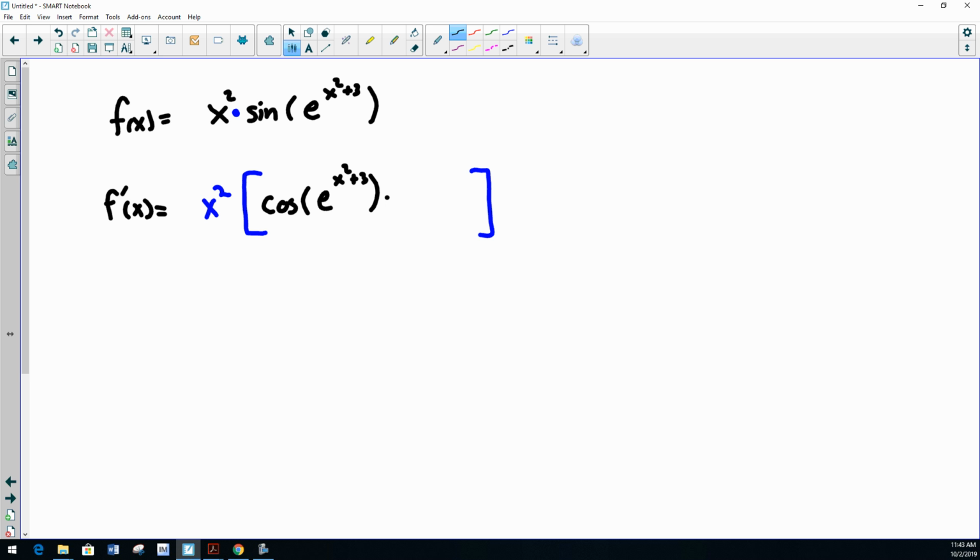So if you're a little bit lost, we took the derivative of sine. We took the derivative of e. What is the derivative of the power? 2x. So there's the chain rule in the bracket. First derivative of the second plus the second times the derivative of the first. The derivative of x squared is 2x.